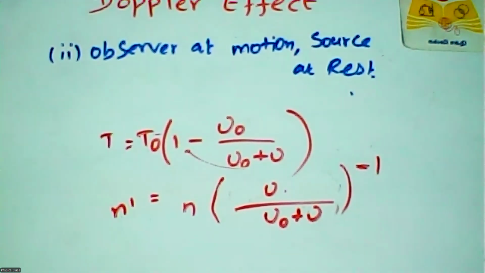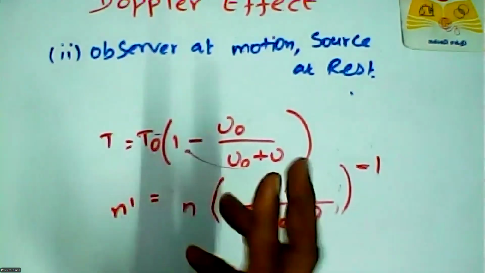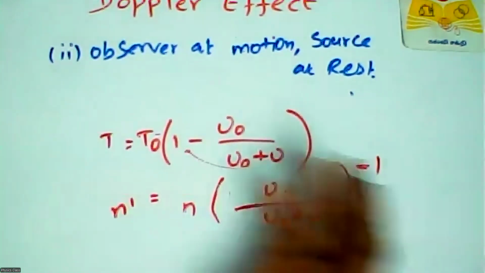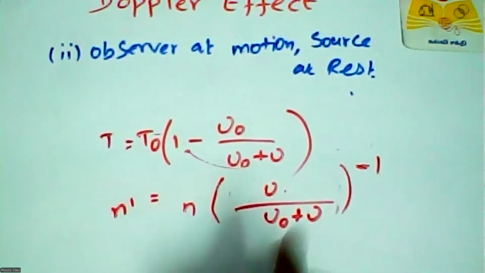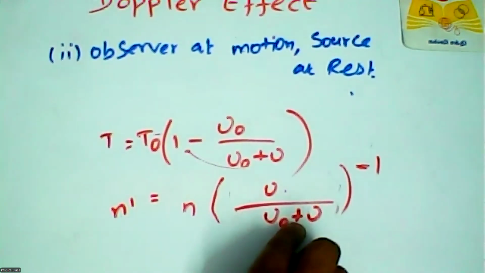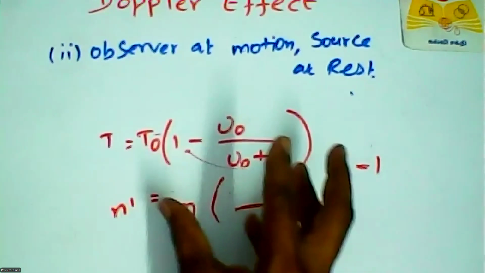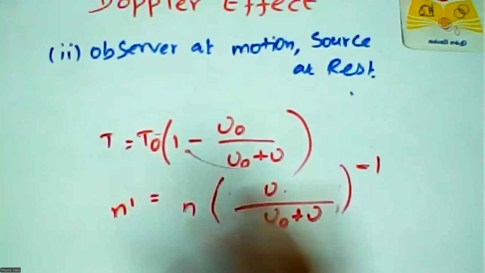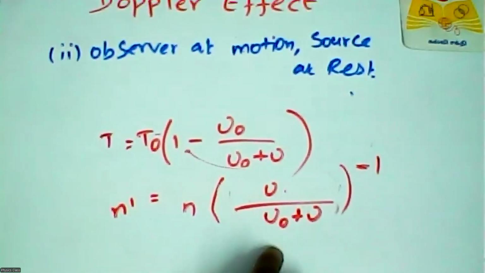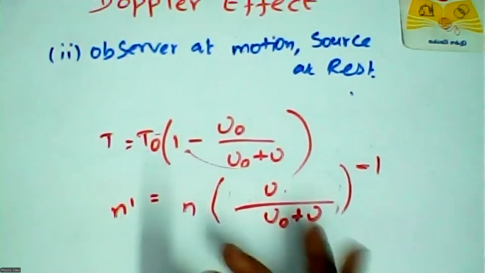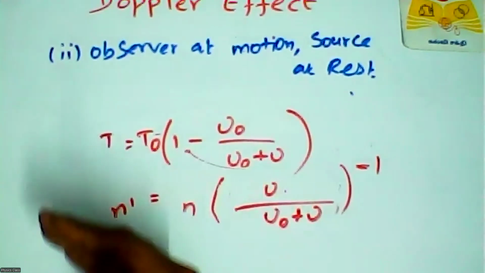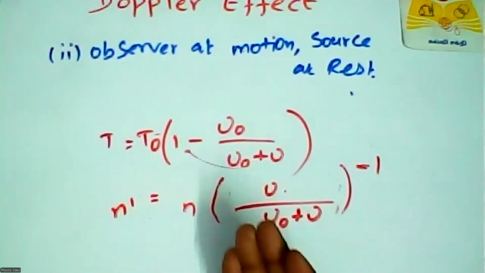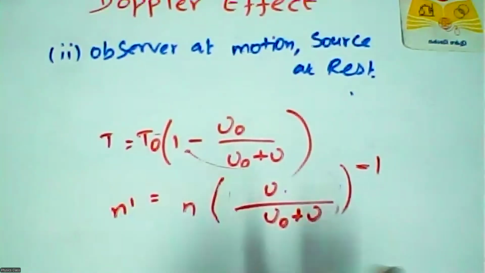Okay. Suppose another case, the observer is moving away from the source. We have to put that minus sign here. Because V naught is away from us, V naught becomes minus V naught, because of the opposite direction. So in that case, away from the source, V naught is replaced by minus V naught.